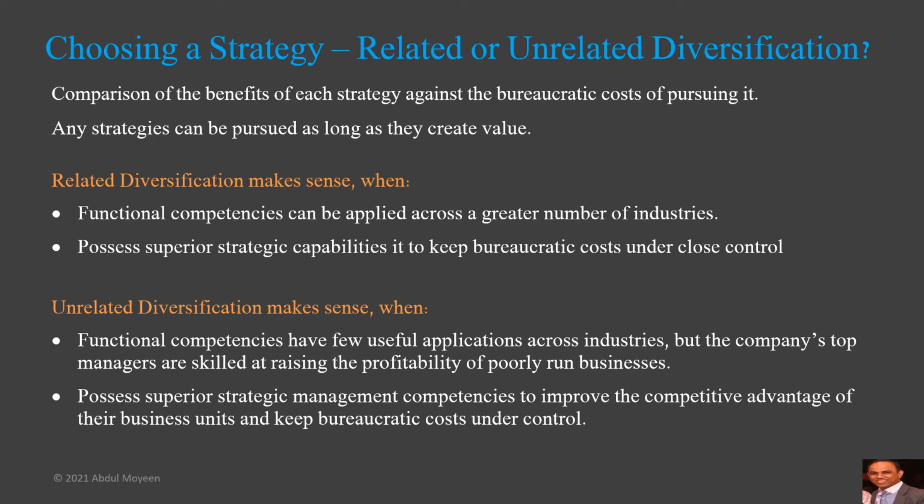Using the same logic, it pays a company to pursue unrelated diversification when, number one, each business unit's functional competencies have few useful applications across industries, but the company's top managers are skilled at raising the profitability of poorly run businesses. And secondly, when the company managers use their superior strategic management competencies to improve the competitive advantage of their business units and keep bureaucratic costs under control.